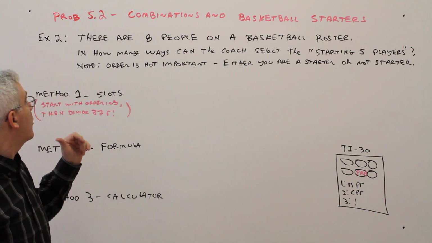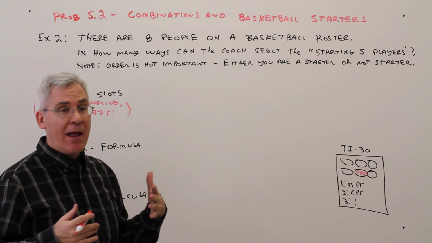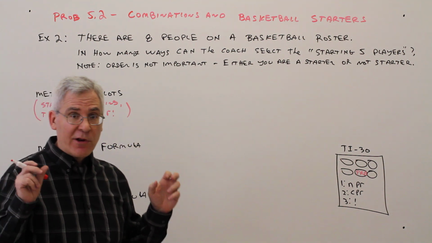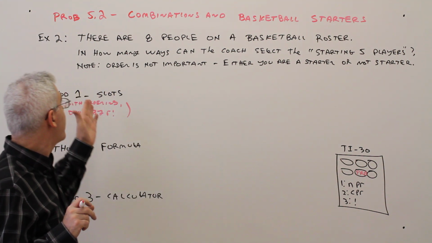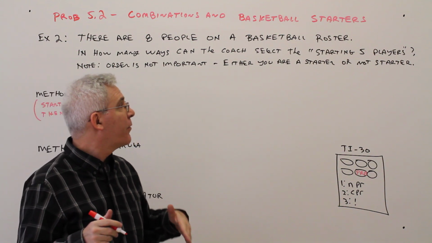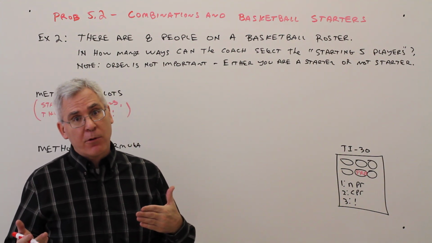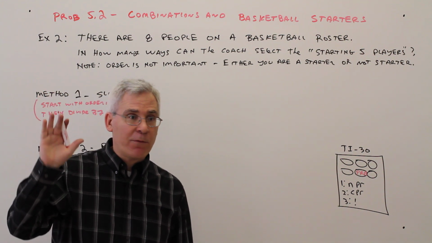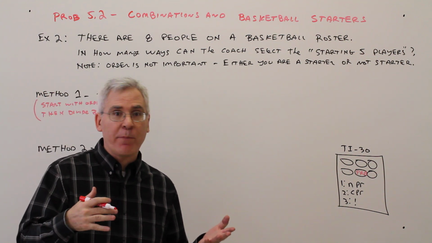Here's example 2. There are 8 people on a basketball roster. How many ways can the coach select the starting 5 players? Note, order is not important. Either you're a starter or you're a bench player. Once again, it's not "he picked me first"; you're a starter or a bench player.